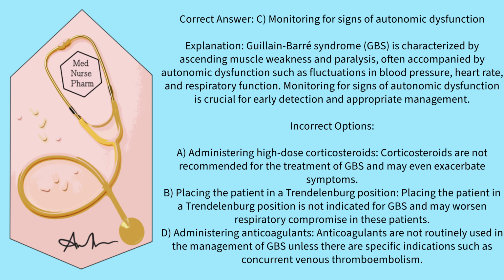Guillain-Barré syndrome is characterized by ascending muscle weakness and paralysis, often accompanied by autonomic dysfunction such as fluctuations in blood pressure, heart rate, and respiratory function. Monitoring for signs of autonomic dysfunction is crucial for early detection and appropriate management.